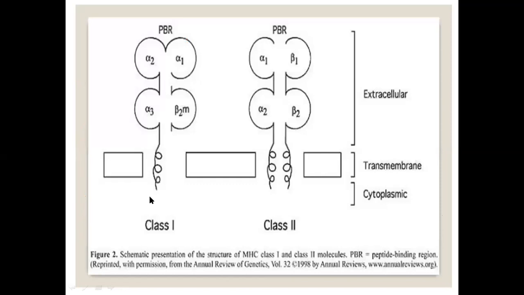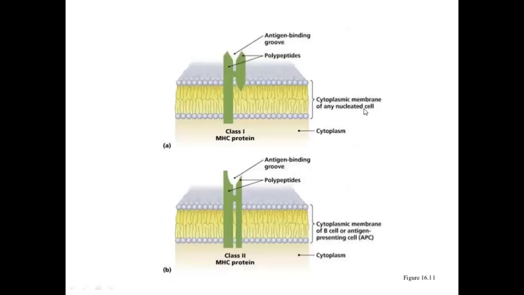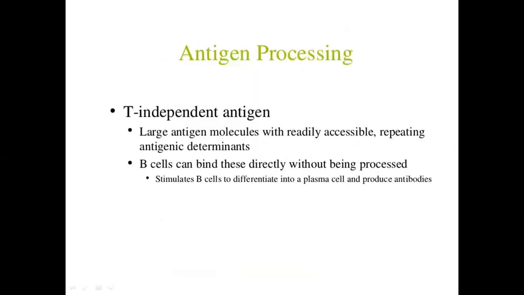This is the structure of the class 1 and class 2 MHC molecules, just a schematic representation. This is the PBR, alpha 1, alpha 2, and alpha 3, and this is another chain, beta 2. This is the alpha chain, and this is the beta chain, and it consists of a transmembrane protein. I will explain this later. This is how it will be present: class 1 MHC protein for the TC cells, and class 2 for the TH cells.